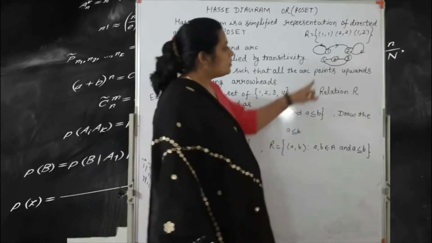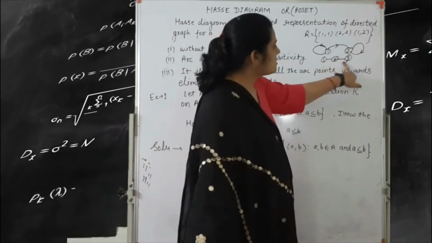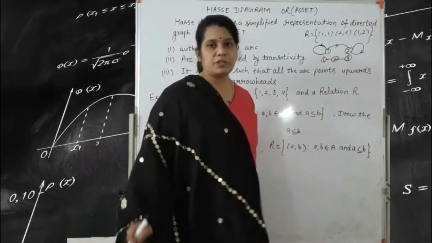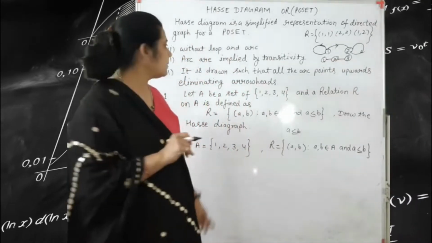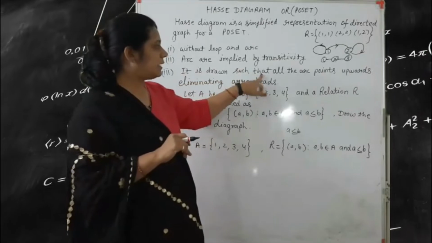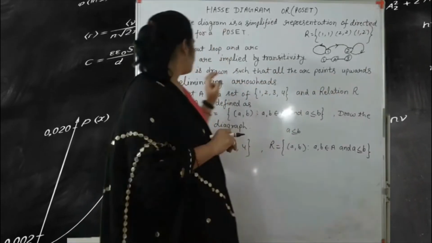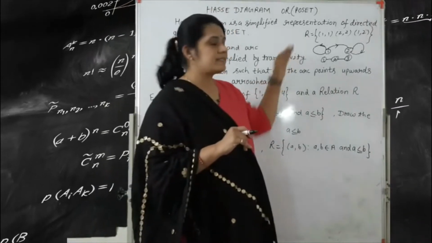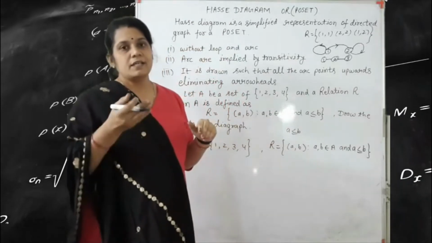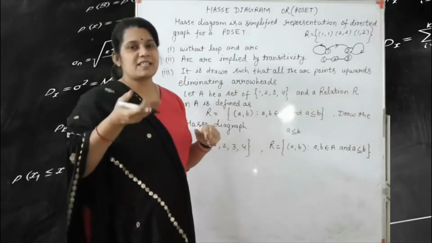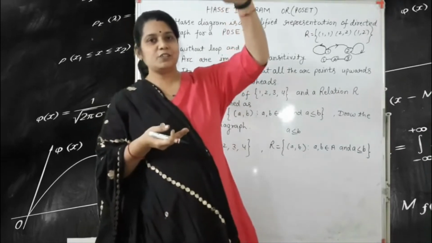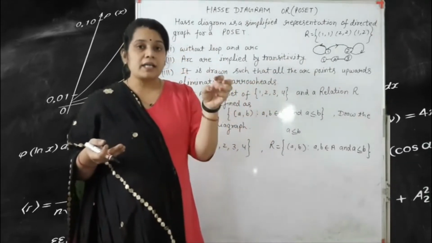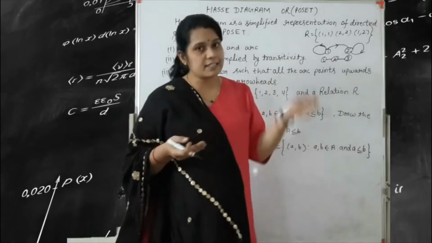Okay, so here ignore this transitivity edge or arc, because 1 to 2 and 2 to 3 already join each other. Next, the diagram is such that all the arcs point upwards, eliminating arrowheads. That means always draw your Hasse diagram from bottom to top, starting from the bottom and ending at the top. So here you remove all the loops and all the arcs using the transitivity relation.